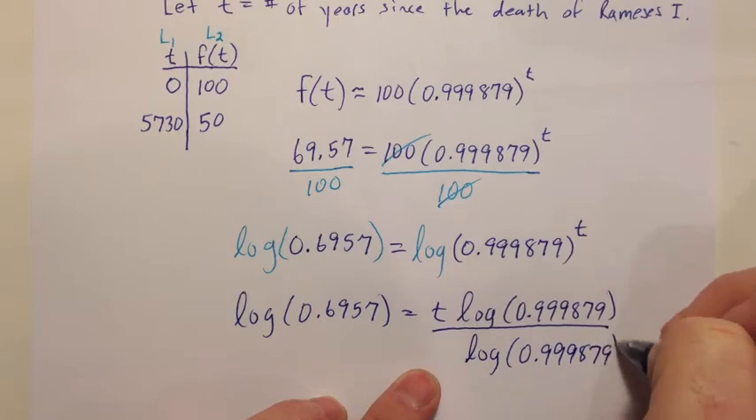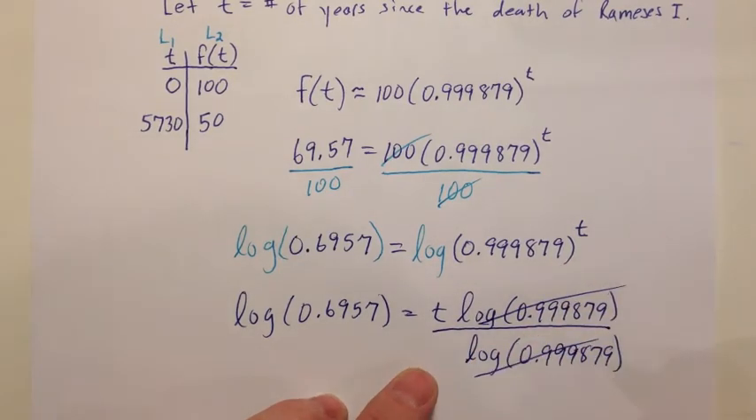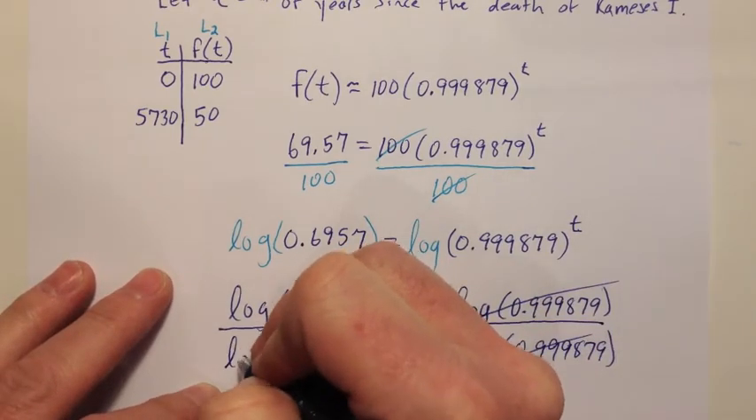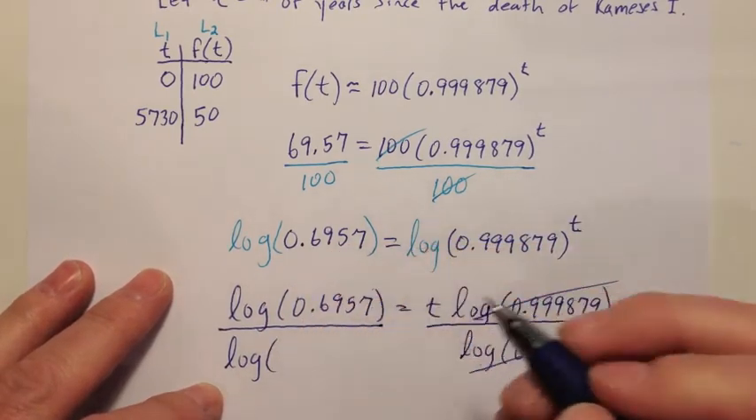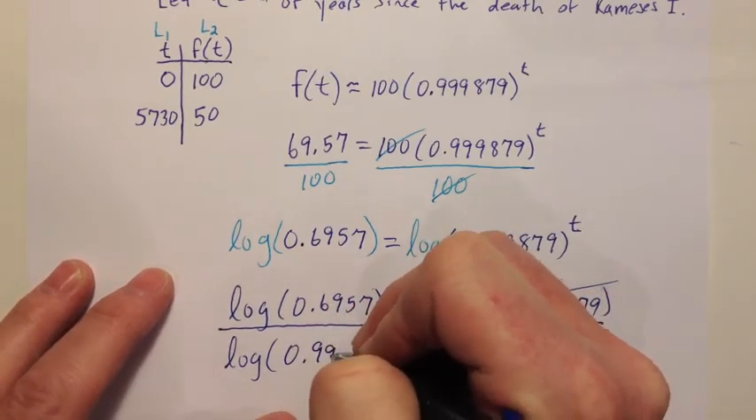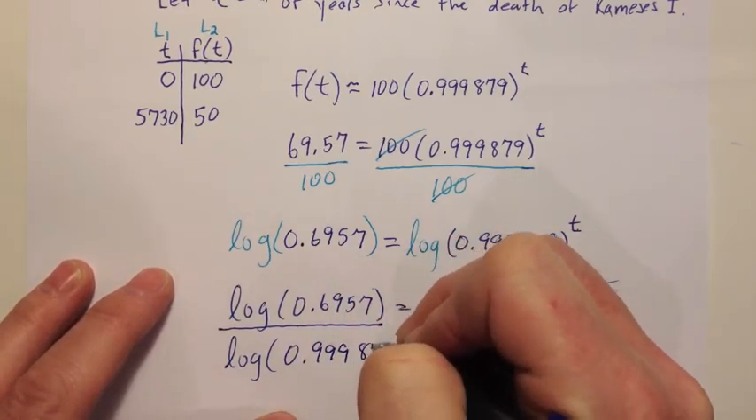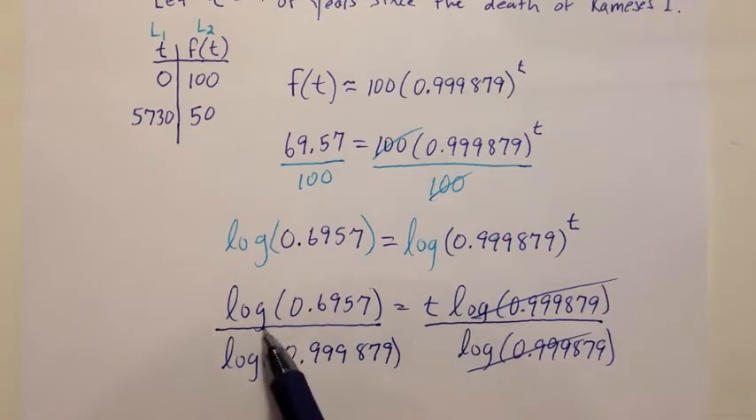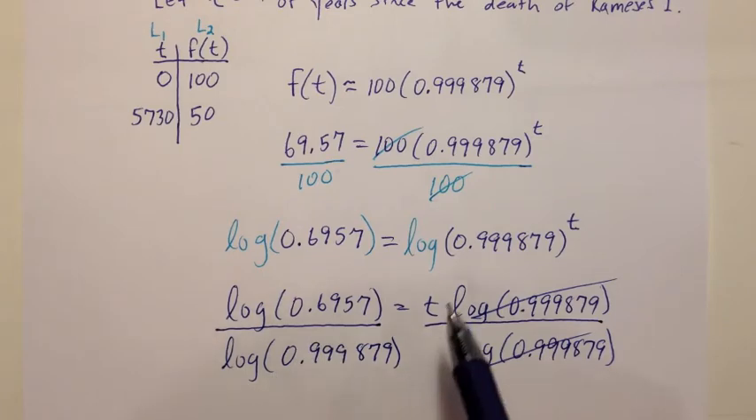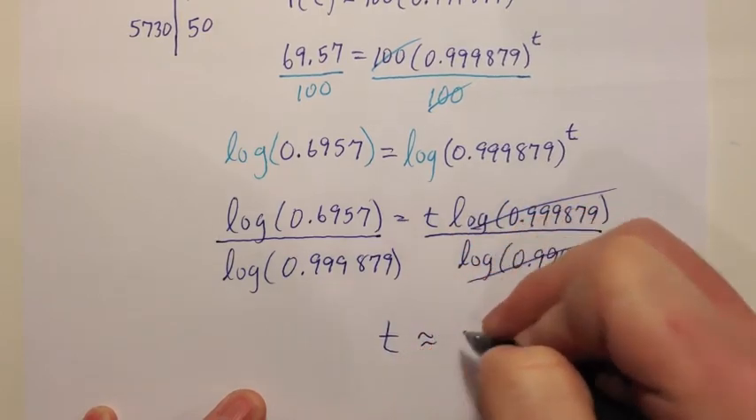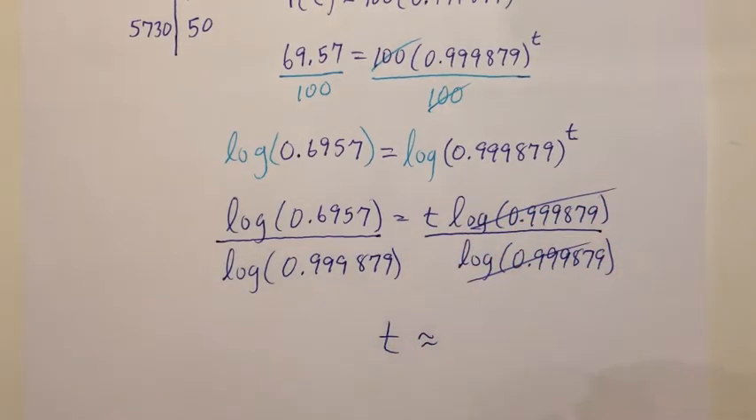So when I do this division right here, these logs will cancel and t will be by itself, but like always we want balance, so if I divide the right side by that log, I need to divide the left side by that log as well. And now we basically have our answer for t. t is going to be the log of 0.6957 divided by the log of 0.999879. And at this point I would go ahead and just try and get an approximation for that in the calculator.